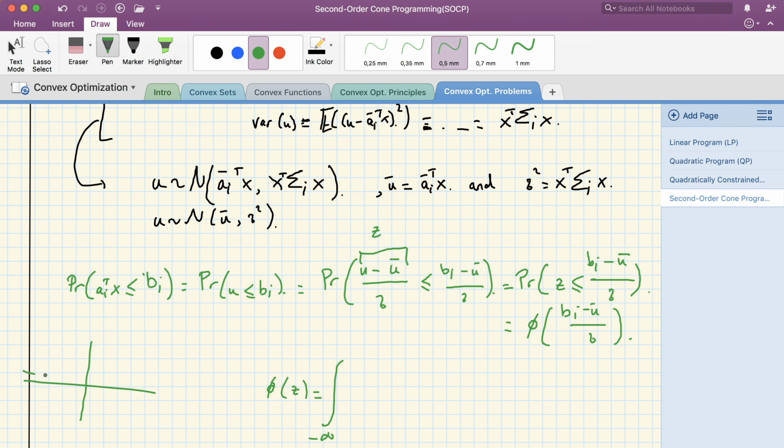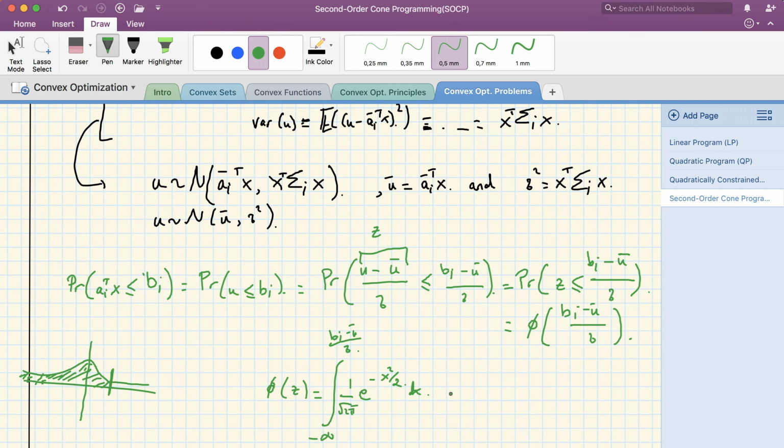So if this is a centered Gaussian and this is my bi minus u bar over sigma, or the argument, then it's all this shaded area. Means that it's going from minus infinity up till this bound, bi minus u bar over sigma, of what? Of e to the minus x squared over 2. So there's zero mean and a unit variance. So we should divide here by the square root of 2 pi dx.